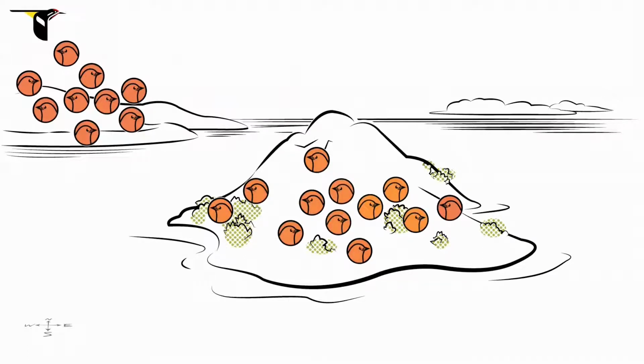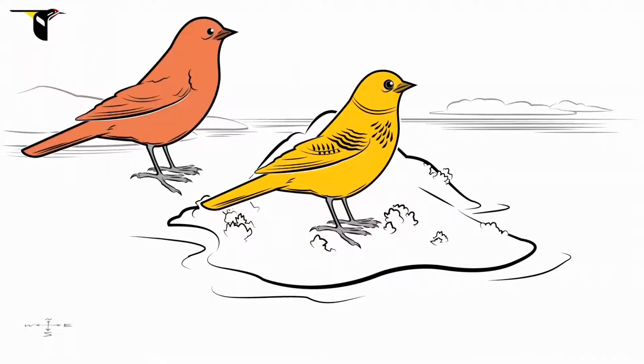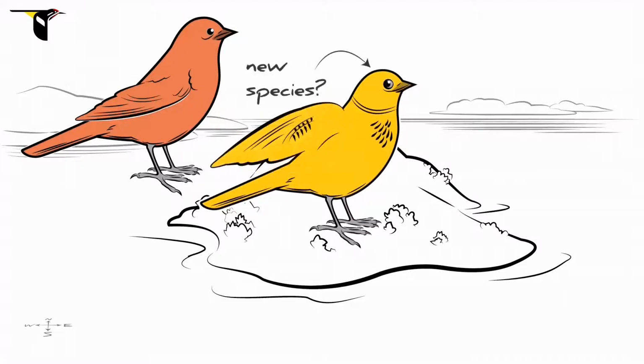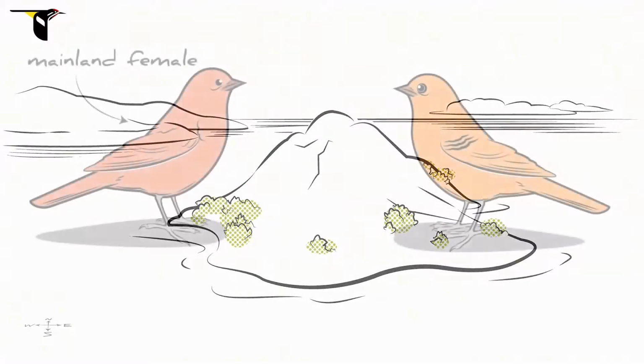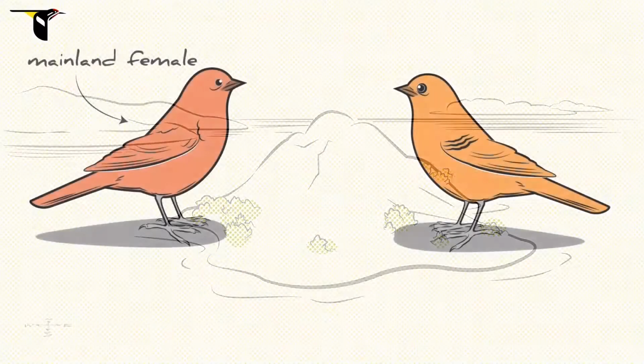Over thousands of generations, the two populations will be shaped by natural and sexual selection into separate forms, each with a unique genetic fingerprint. But at what point are we confident that this island population has really changed enough to become a new species? Well, let's put our definition to the test.